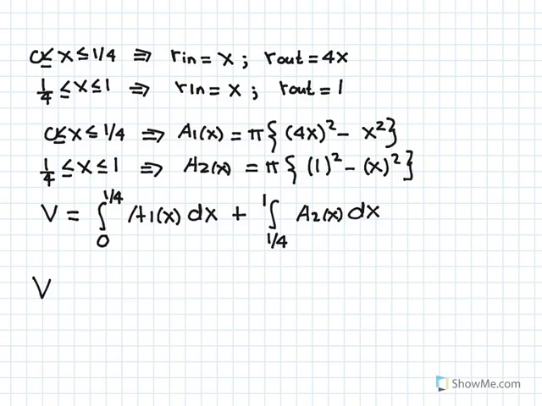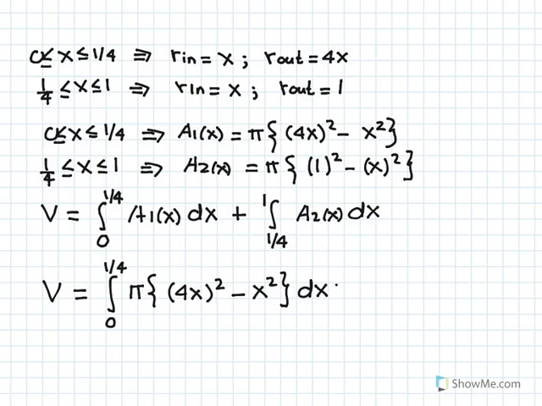So the volume, V of x, no, let me not make that same mistake, sorry about that. Volume is the integral from 0 to 1/4. A1 of x is pi times 4x squared, the outer radius squared, minus the inner radius squared.